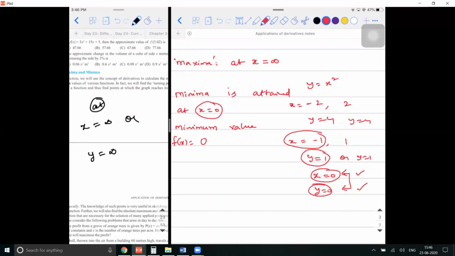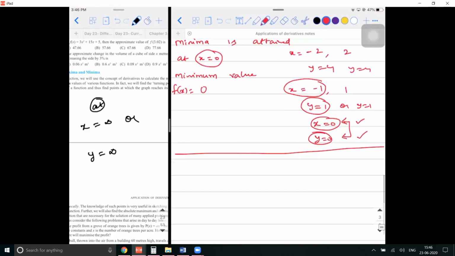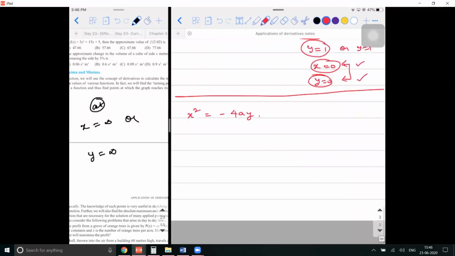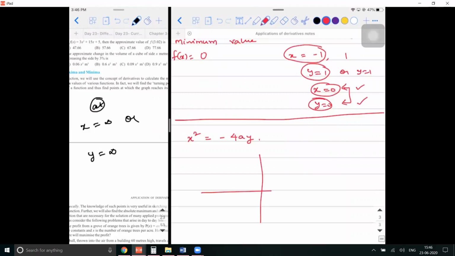Okay, so keeping this basic concept in mind, I'll go with another example. If I give you an example of x square is equal to -4ay, what is the shape of this particular graph? It is a downward parabola with the origin as the vertex, and the focus will be at 0, minus a. So you know all the story, right? Now this point 0 for this curve, is it a point of maximum or minimum?